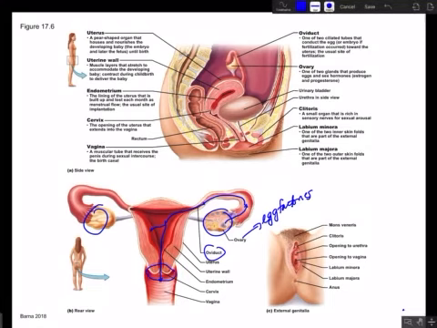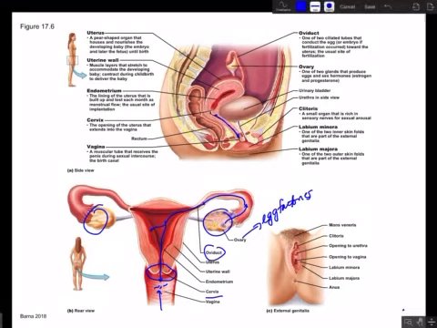The opening to the uterus is known as the cervix. Leading to that is the vagina. This is where the penis would fit, depositing sperm into the vagina if intercourse were to occur. We also do have some external genitalia. So you can see your vagina leading right here.